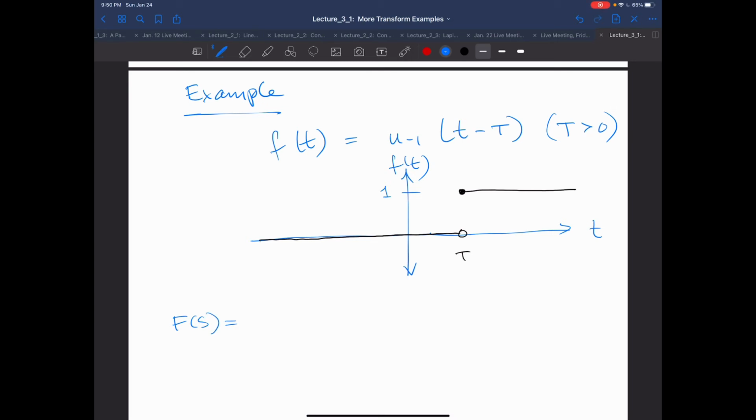So the transform of this function, this of course is a one-sided function, so we can just write down our unilateral Laplace transform integral. But in this case, of course, the function is going to vanish until t is greater than or equal to capital T. So we can simply start our integration at capital T. And it's when t is greater than or equal to capital T that the function will be equal to 1. So the integral will be e to the minus st dt.